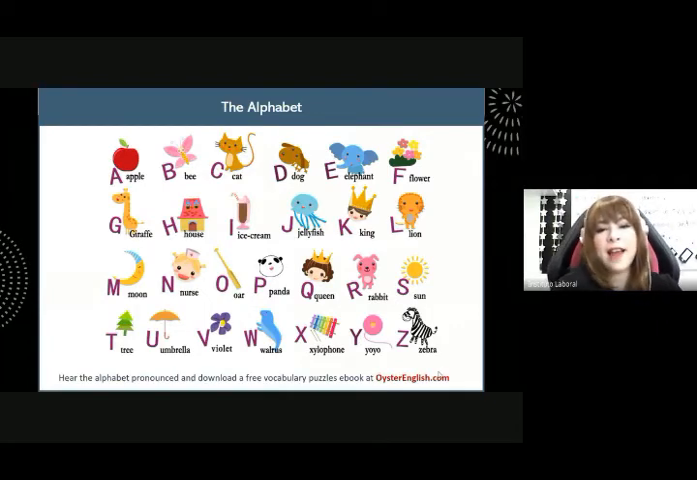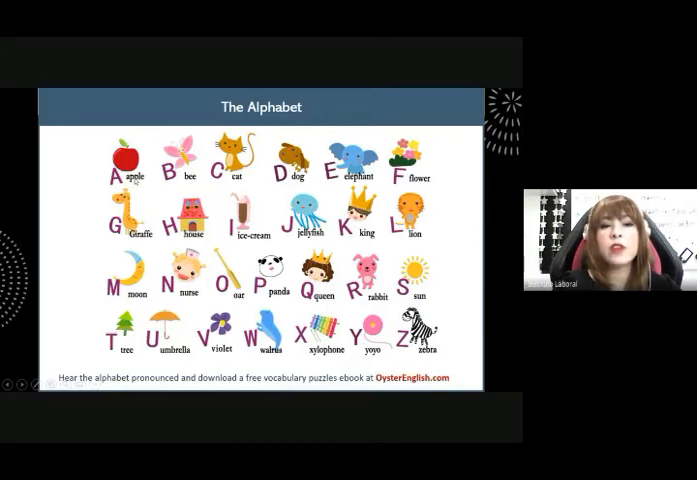The alphabet is what we use every time we want to spell a word. Here you have the letter, and a word that corresponds to that letter. You can repeat at home. A, apple. B. A, B, C, D, E, F, G, H, I, J, K, L, M, N, O, P, Q, R, S, T, U, V, W, X, Y, and Z. These are the letters of the alphabet.